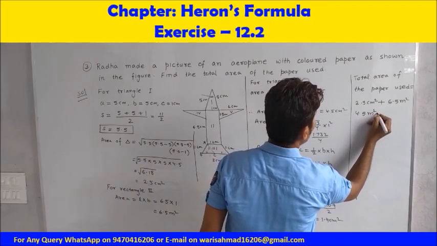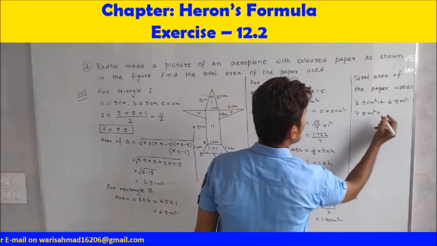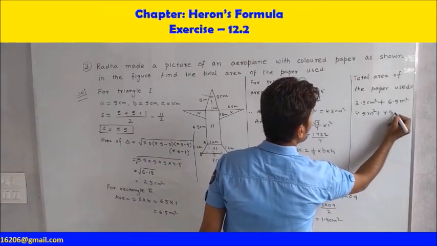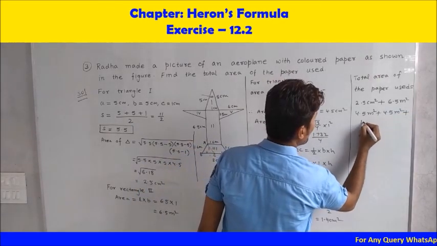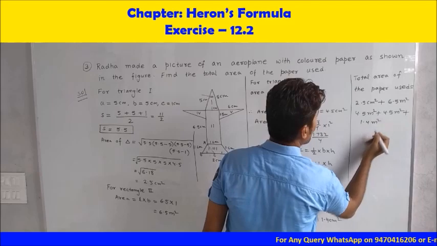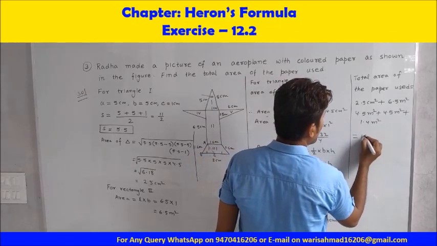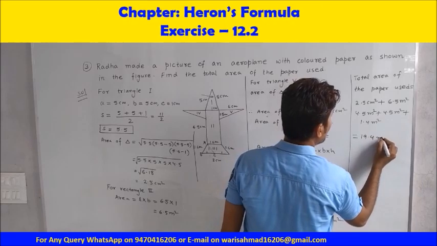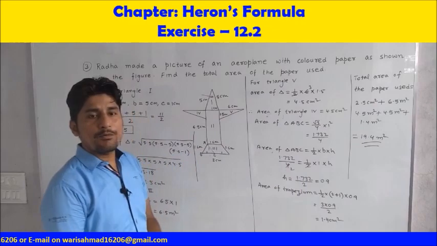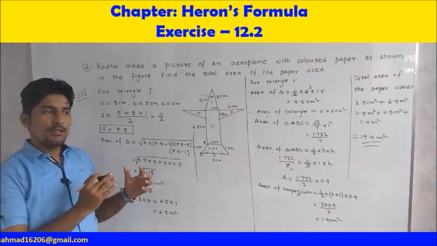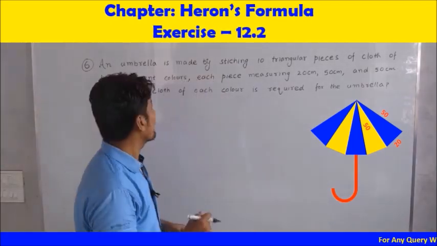Third value we can write 4.5 centimeter square. Fourth value is also 4.5 centimeter square. Plus, the area of trapezium we have 1.4 centimeter square. After adding all these, you will get 19.4 centimeter square. So this is the complete solution of this question. Now, let us see question number 6.